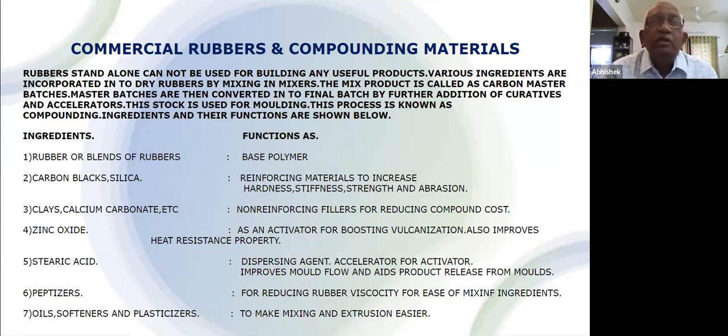Now, master batches are then converted to final batch by further addition of what I explained to you, which is known as compounding. Ingredients and their functions: for the benefit of those who do not know anything about this, I am just briefing here. What are the ingredients, and what do these ingredients function as? For example, when you take any dry rubber, or the formula could be a blend of one or two more rubbers also, which functions as a base polymer.